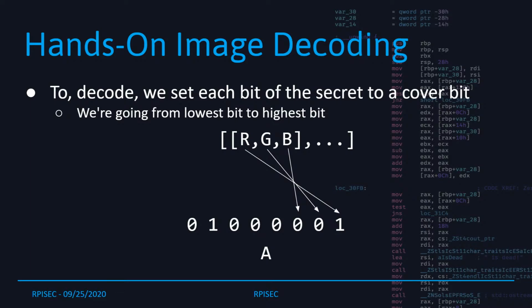And to decode, we just do the opposite. We read through each of these pixels, and we go through each of its colors, and we just take the lowest bit and read it right out, and that'll build up our secret data.